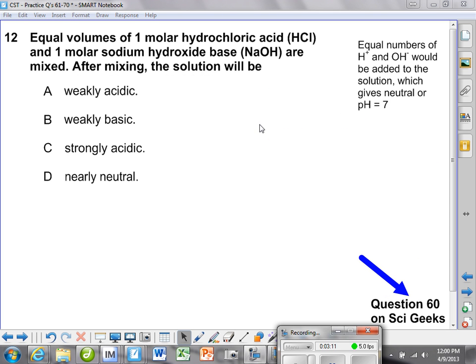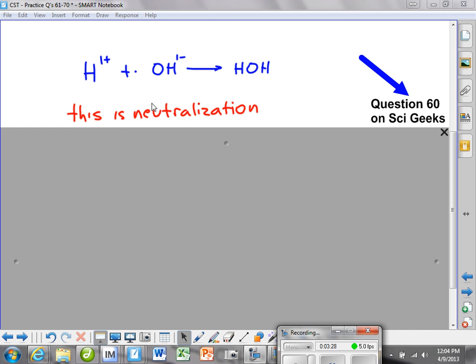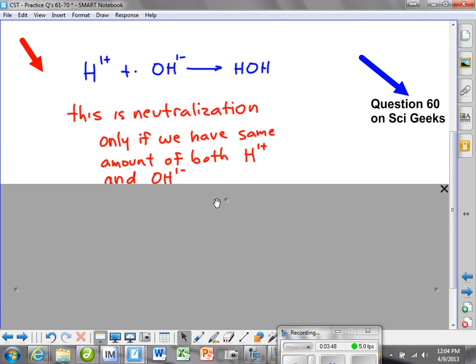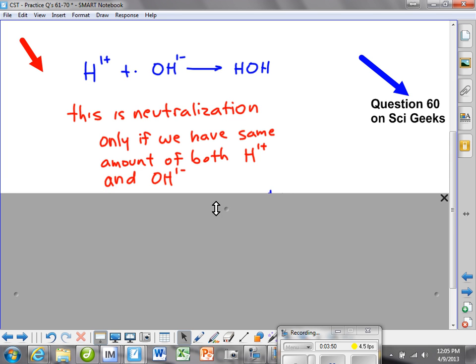Okay, let's look at question 60. Remember, it's not 12, it's actually 60. So the equal volumes of hydrochloric acid and sodium hydroxide. That actually works out to something like this. So we see that neutralization takes a hydrogen ion here and a hydroxide ion here, and we make HOH, which is the same as H2O. This is neutralization. It is only neutralization, though, if we have the same amount of both hydrogen and hydroxide.